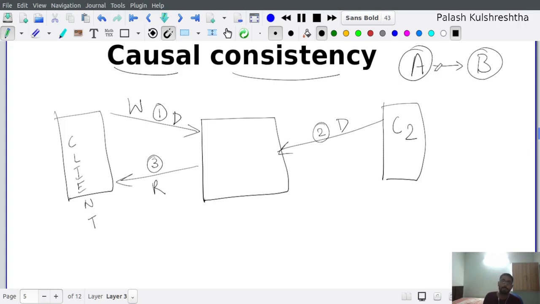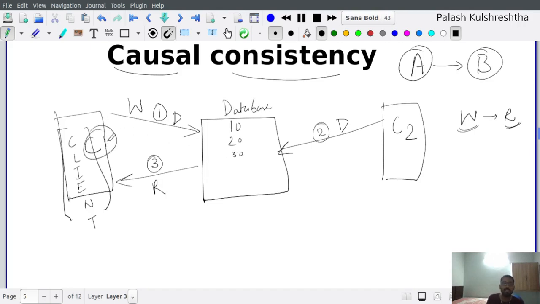So in the causal consistency pattern, for example, we are writing some data and then there is a read operation. Then reads can be a result of writes, that is, our client wants to read the data that they have written. Now consider our database where we have 10, 20, 30 values already present, and client C1 is writing data 1 in our database. Now this operation has been done.